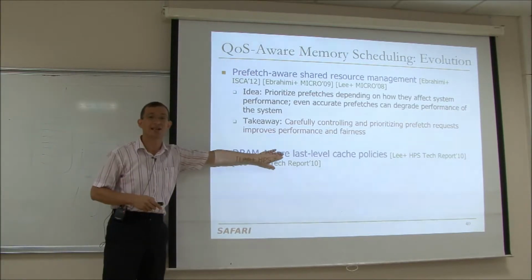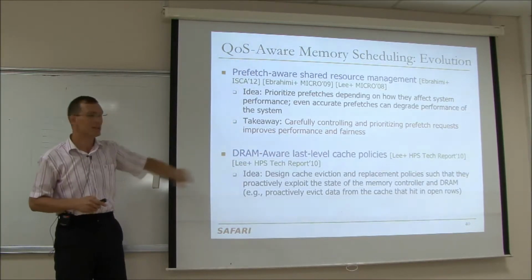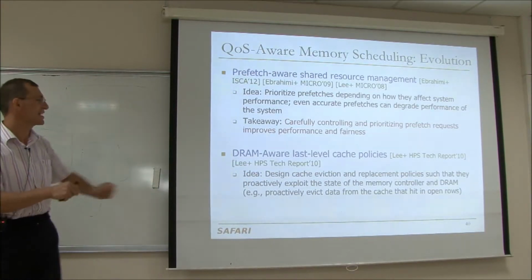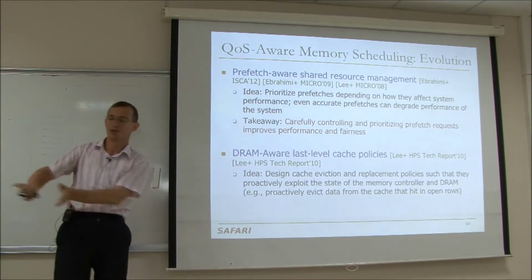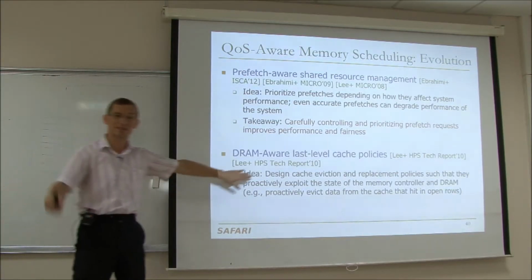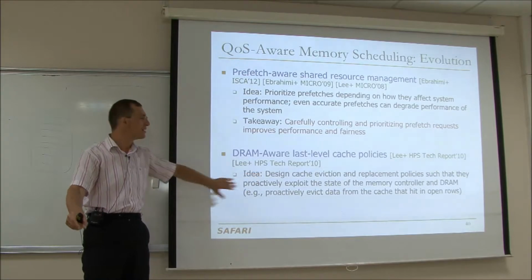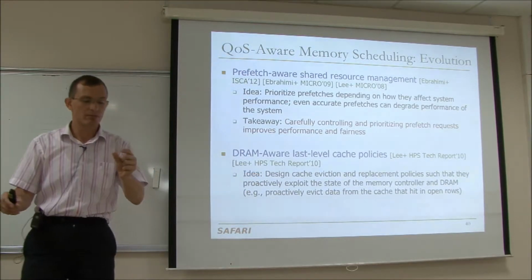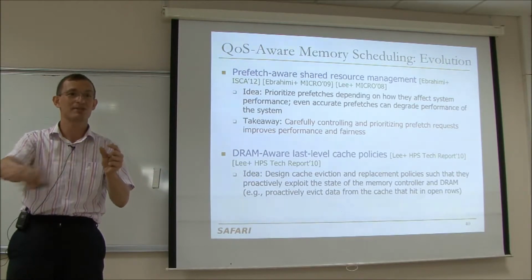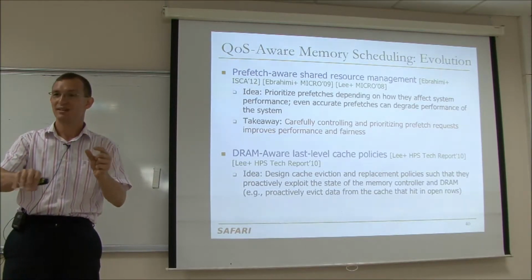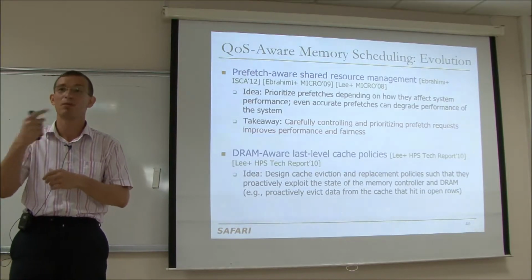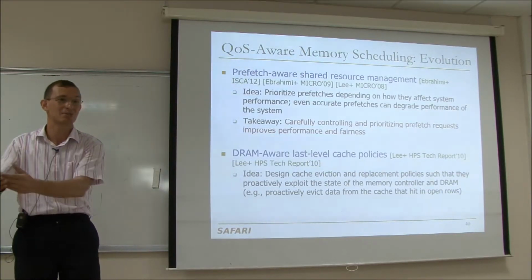We've been looking at DRAM-aware last-level cache policies. The idea here is to design the cache eviction and replacement policies such that they proactively exploit what's happening at the memory controller. So if a row buffer is open, for example, at the memory controller, and the cache is aware of that, the cache streams out the blocks that you need to evict that will go into that row buffer, right? That way you improve row buffer locality while evicting cache blocks.